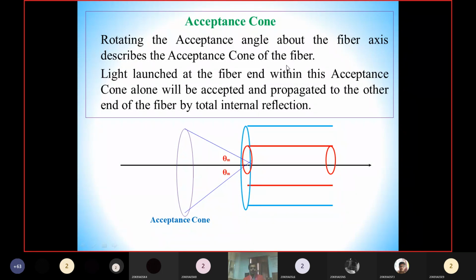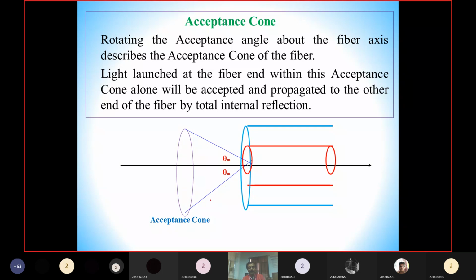Rotating the acceptance angle about the fiber axis describes the acceptance cone of the fiber. Here, this is the acceptance angle, and we can rotate it. Rotating means we draw that line in all directions. In the previous case we took only one direction, but light may enter from this direction also, so in this direction we also find theta m.